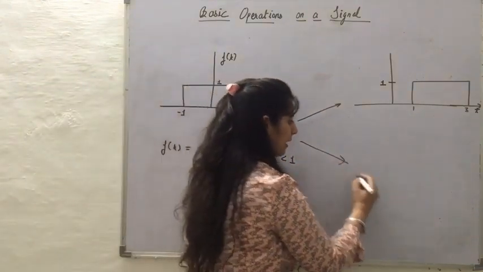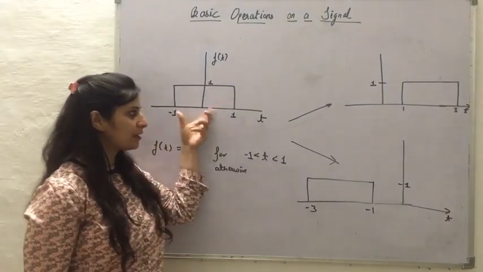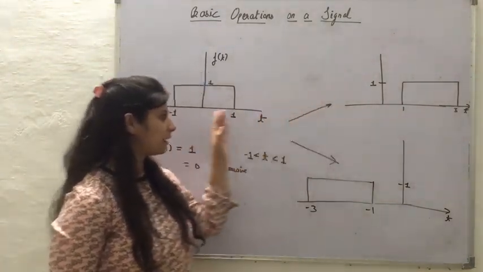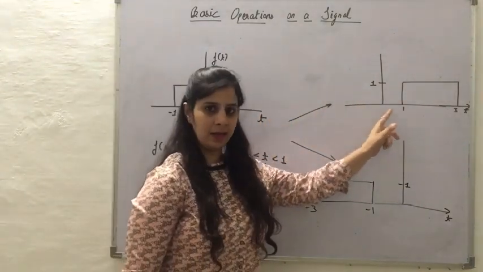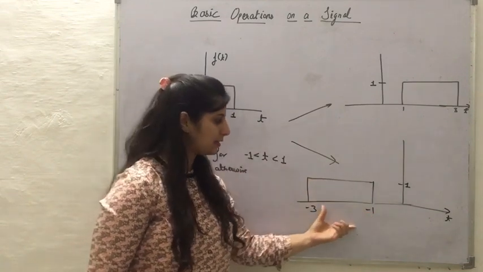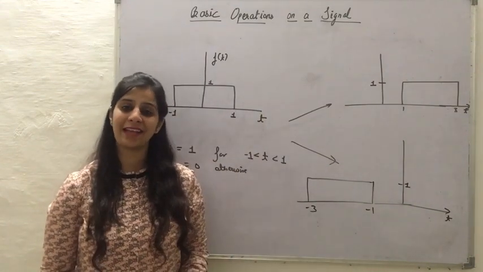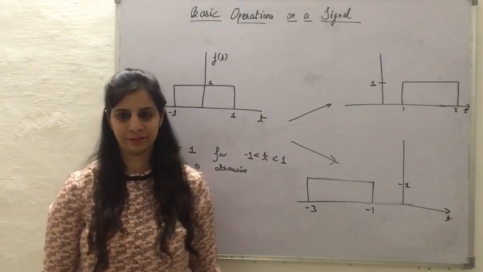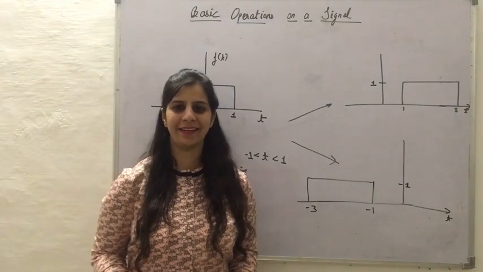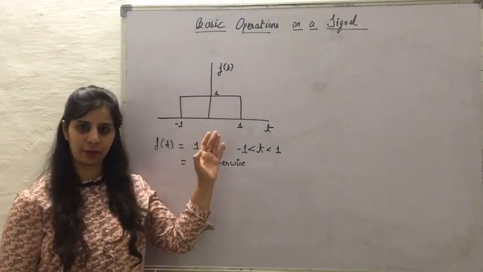So to achieve this, what I am doing is shifting the signal on the time axis. For example, here I have shifted the signal to the right, and in this case I have shifted the signal to the left. And since the operations are being done on the time axis, they are called time shifting operations. Now let us look at all these operations that we can perform on a signal in detail. I will demonstrate the basic operations considering this signal only.